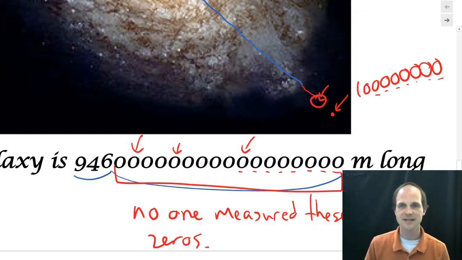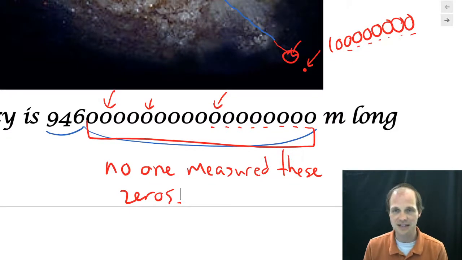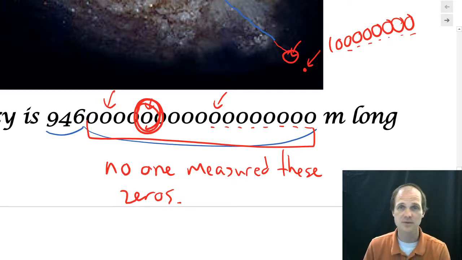And you're like, well, yes, they did. Right? They had to measure these zeros, otherwise they wouldn't know how long the galaxy is, and they wouldn't know it's 9.46 times 10 to the 19th meters long. So those zeros were measured. And what I mean by measured is that somebody actually knows that the value of that 0 is 0. This number right here, that one, it could be a 9, and no one knows. No one knows. We have no idea if that number is a 9 or 3 or 2. But we have to put that 0 there.